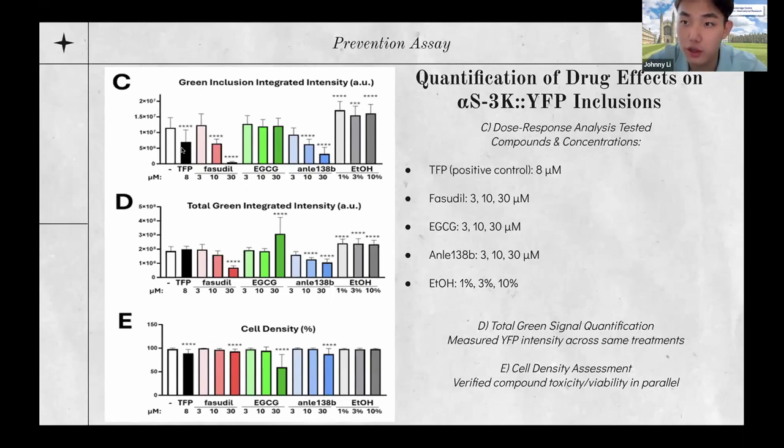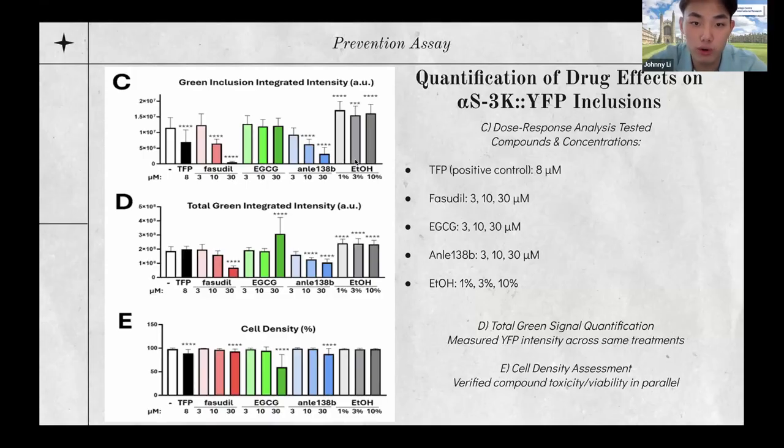So as you can see, the 3 micromolar had little to no effect. 10 micromolar reduced inclusions noticeably, and 30 micromolar nearly eliminated them. However, as you can see here also, EGCG did not inhibit inclusion formation at any dose, while ethanol surprisingly actually increased the number of inclusions.